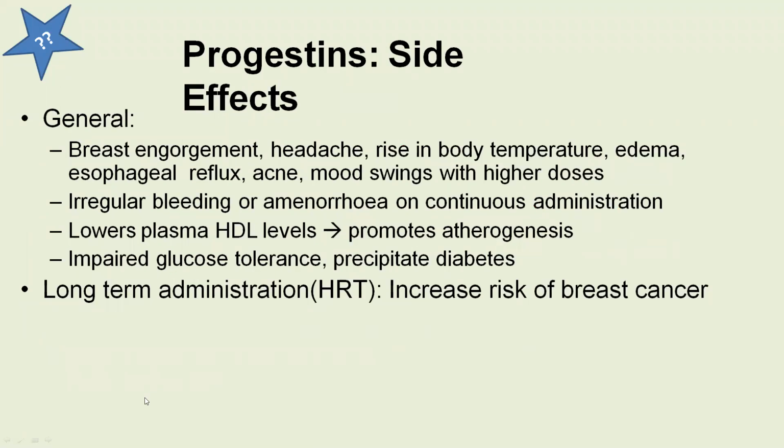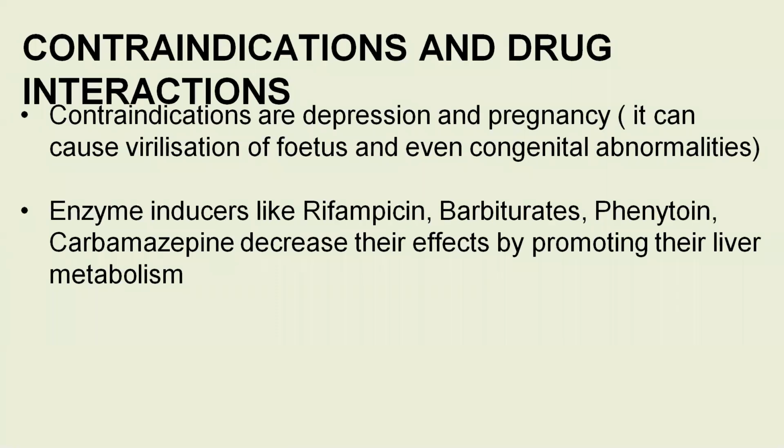So what are the side effects of progestins? The general side effects: breast engorgement, headache, rise in body temperature, edema, esophageal reflux, acne, mood swings with higher doses, irregular bleeding or amenorrhea on continuous administration. Then it lowers plasma HDL levels. It promotes atherogenesis, impaired glucose tolerance, and it precipitates diabetes. On long-term administration, there is increased risk of breast cancer. Contraindications and drug interactions.